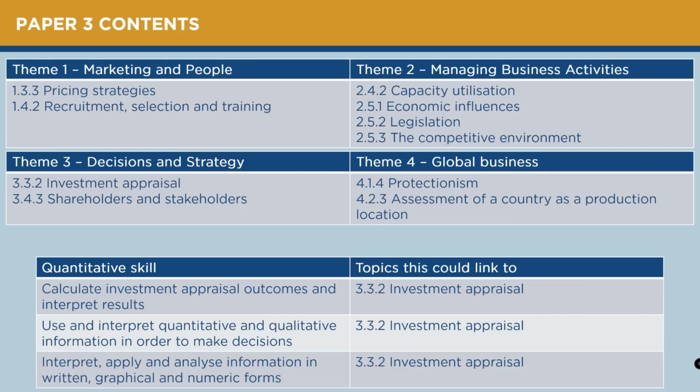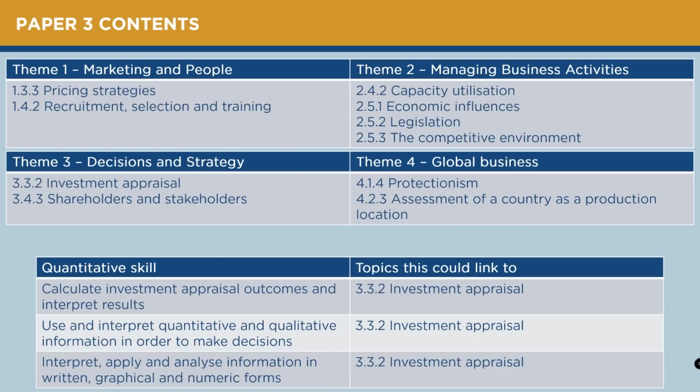So from theme 1, you've got pricing strategies, you've got recruitment, selection and training. From theme 2, we've got capacity utilization, which was in today's Paper 2 paper. And we've got economic influences, legislation and the competitive environment. So that entire section on external influences, basically. You've got investment appraisal, which we'll talk about quite a lot here because that's going to be a big factor in how well you do on this paper. And we've got shareholders and stakeholders, and then from theme 4, protectionism, and then the assessment of a country as a production location.